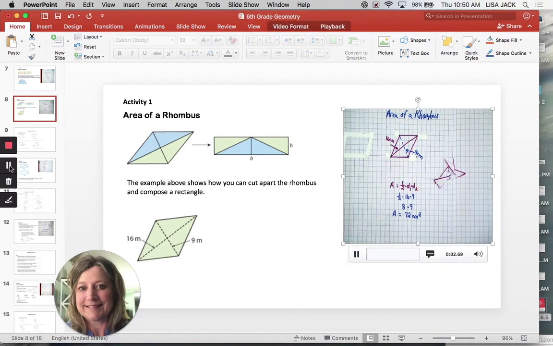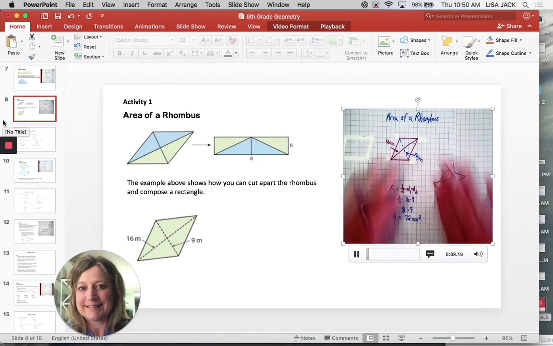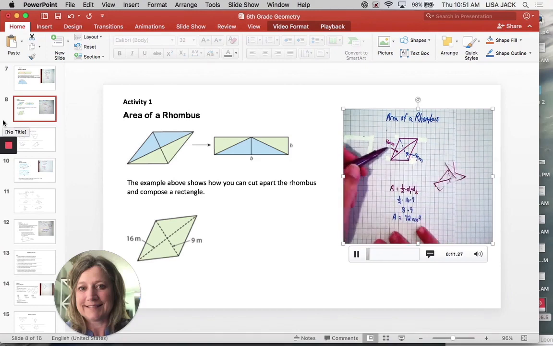Okay, in this video we're going to try to understand the area of a rhombus. I've already drawn it out for you using the same numbers that you see on your screen. So we have a rhombus, that's what this is here. The first diagonal is 16 centimeters, and then the dotted line is the second diagonal, and it is 9 centimeters.